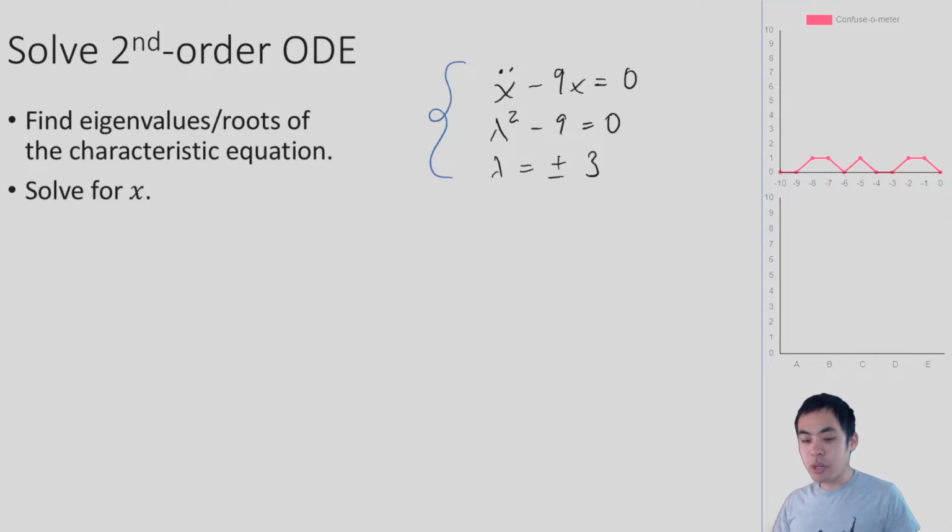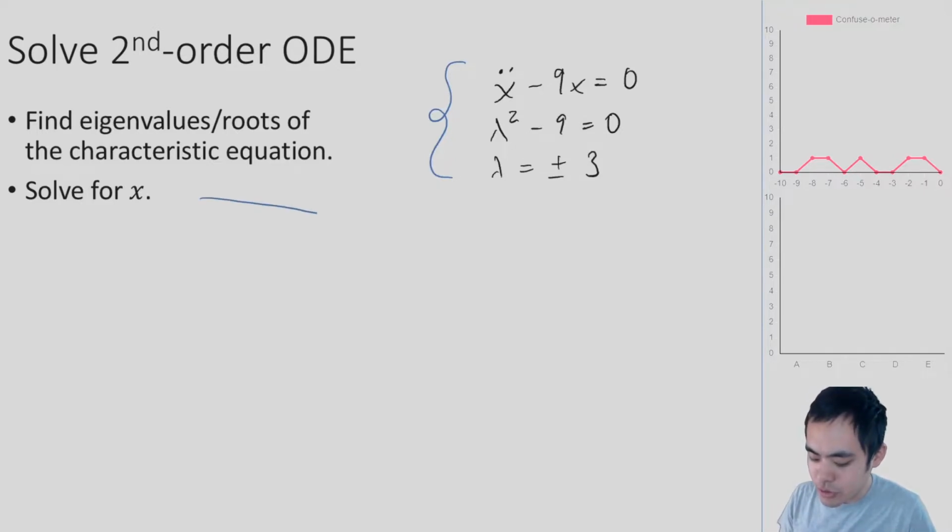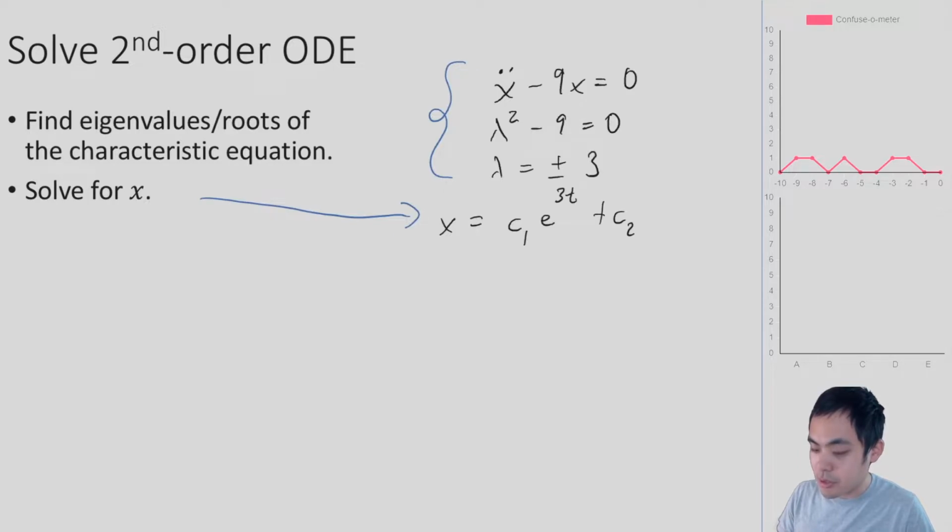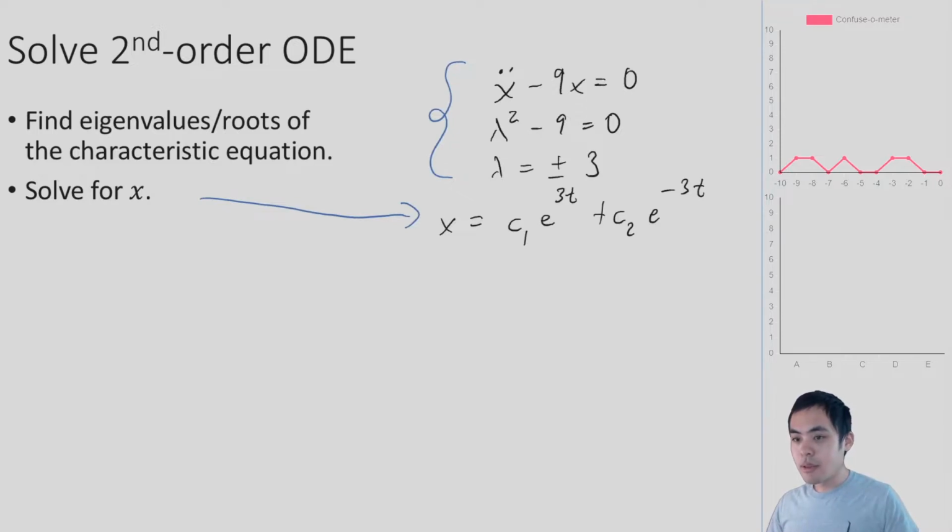And then the next step is we solve for x. This is pretty easy since this is a homogeneous equation with constant coefficients. So when we solve for x, all we have is x is equal to some constant times e to the 3t plus some other constant times e to the minus 3t. We're going to call these constants C1 and C2. Okay, so we now have solved for x.